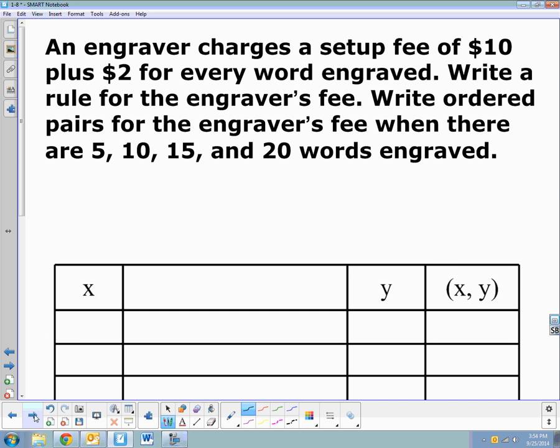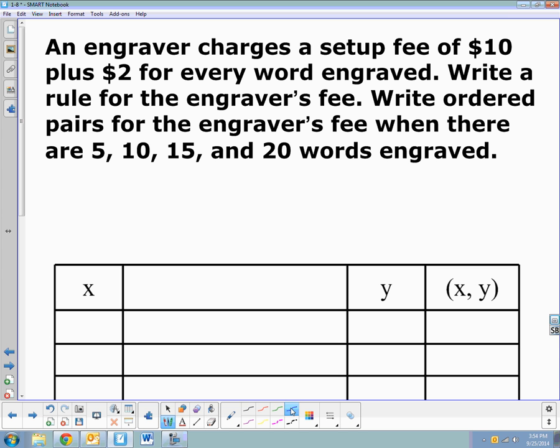So the way we're going to deal with functions for chapter 1 is we're going to look at some real world situations. An engraver, so we can engrave things, charges a setup fee of $10 plus $2 for every word engraved. So I'm going to stop there. I'm writing an equation for this. I want to know if there's 5 things that they're engraving, 10 things, 15, 20, 50, 62, 73, whatever they're engraving, how much it's going to cost.